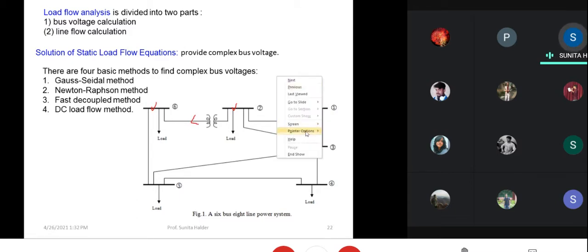Then for bus voltage calculation, there are different types of methods: Gauss-Seidel method, Newton-Raphson method, fast decoupled method, DC load flow method. So here, for bus voltage calculation in your syllabus, there is only Gauss-Seidel method. This is the easiest one, but it has some limitations. It cannot be used for very large power systems. Then there is a convergence problem.